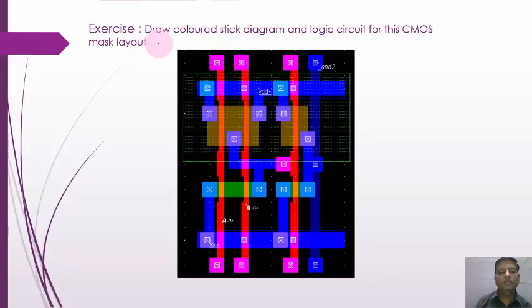Now for exercise purposes, draw the colored stick diagram and logic circuit for this CMOS mask layout. Here we have shown the mask layout, and for that we have to draw the stick diagram and the logic circuit.